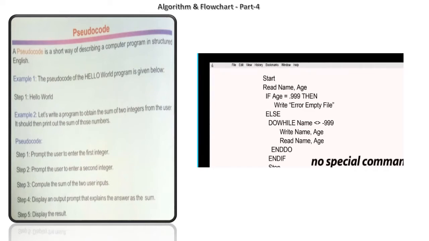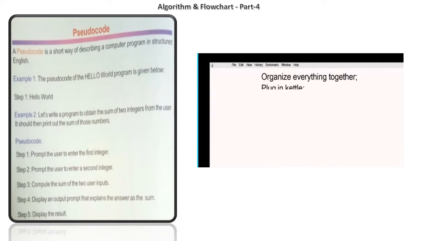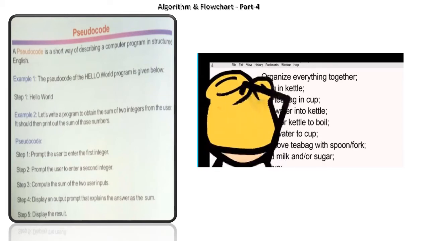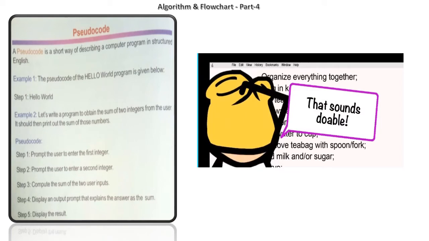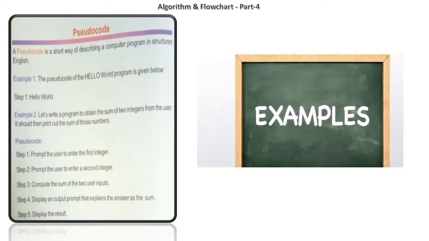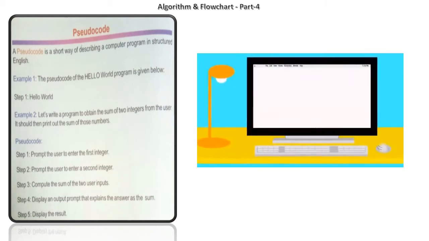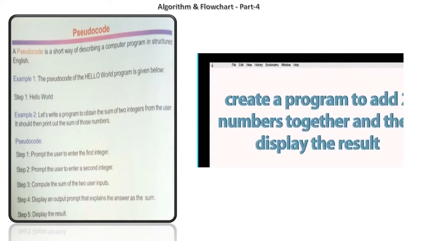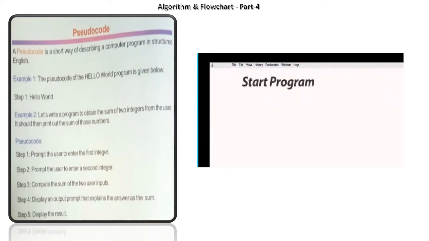Let us write a program to obtain the sum of two integers from the user. It should then print out the sum of those numbers. How to write a program to obtain the sum of two integers? Integers means numbers.